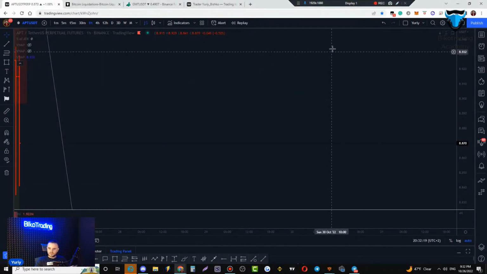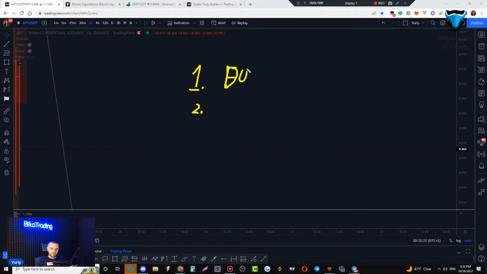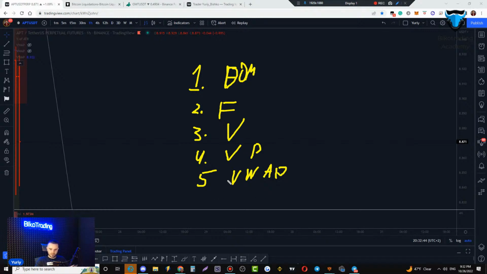No. Let's do not first volume, not first one, because volume doesn't show to you. First one, it would be DOM. Second, it would be a footprint. Third, it would be volume. Fourth, it would be volume profile. Fifth, it would be a VWAP. It is top 5 indicators.